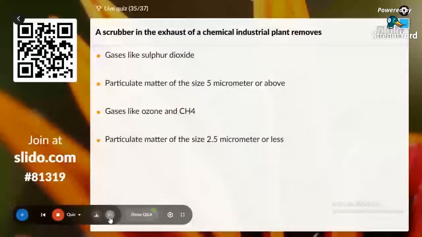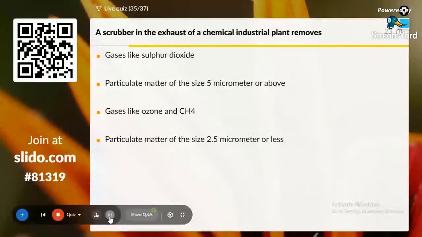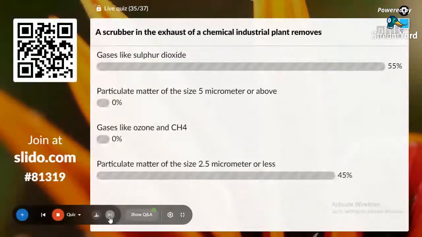35th question, again a direct question from the chapter Environmental Issues. A scrubber in the exhaust of a chemical industrial plant removes: gases like sulfur dioxide, particulate matter of the size 5 micrometer or above, gases like ozone and methane, or particulate matter of size 2.5 micrometer or less. Let's have the majority vote on the screen. We have two more questions remaining. The correct answer is option A, gases like sulfur dioxide. Particulate matter is removed by electrostatic precipitators. Read the text carefully, NCERT.